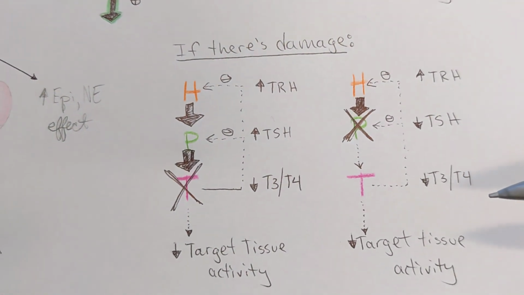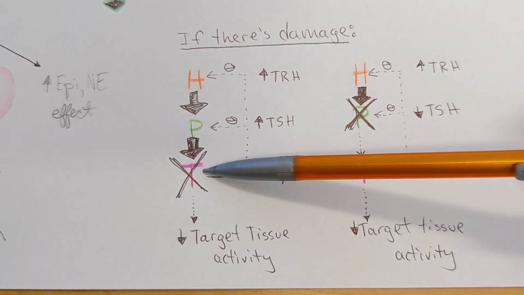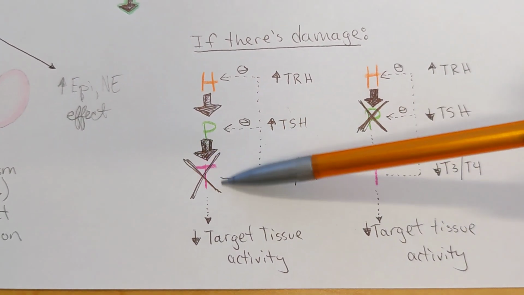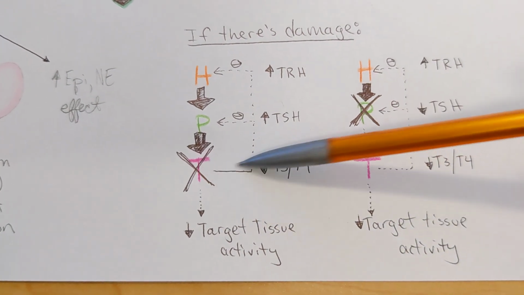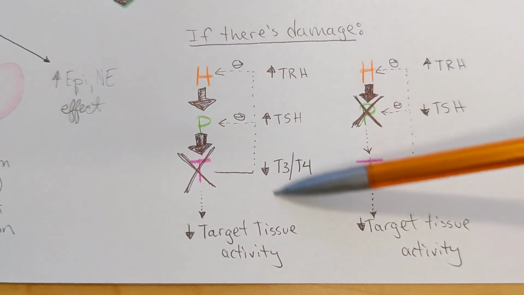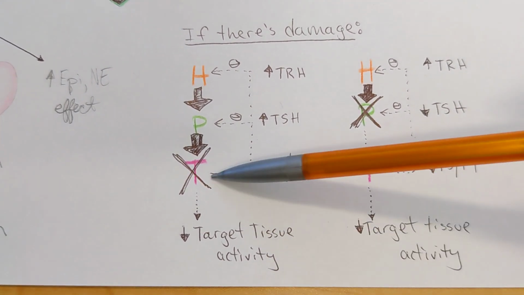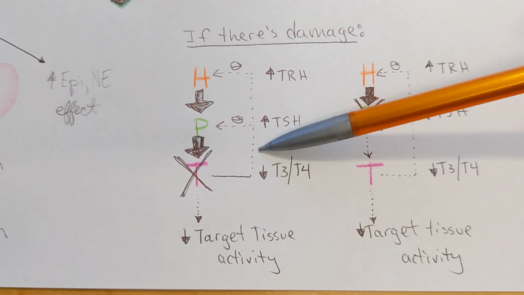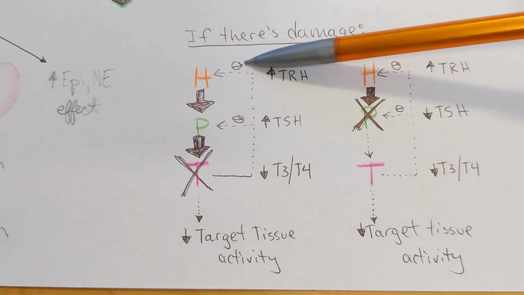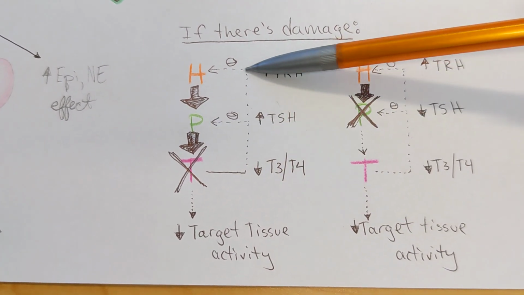If there's damage, if there's a mutation or something else, for example, of the thyroid gland, right? So thyroid isn't working well, maybe an iodine deficiency, maybe something else is wrong. This is going to reduce how much T3 and T4 is produced. Of course, that reduces the target tissue activity, so this is hypothyroidism, but also there's going to be less negative feedback farther up the axis. And so there's going to be less negative feedback here, less here.